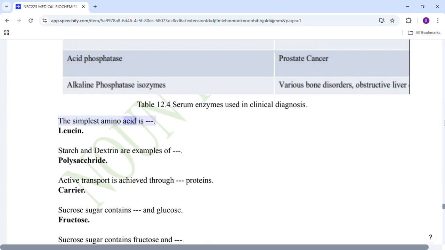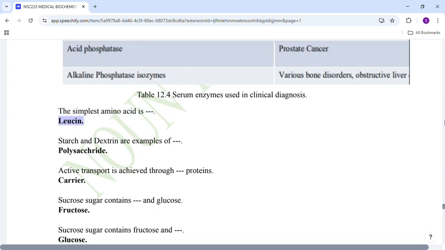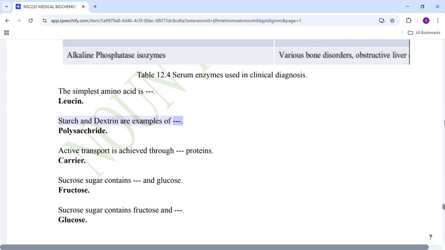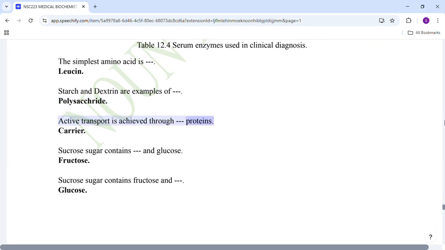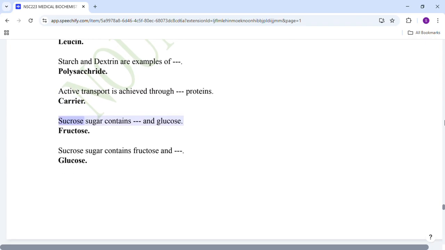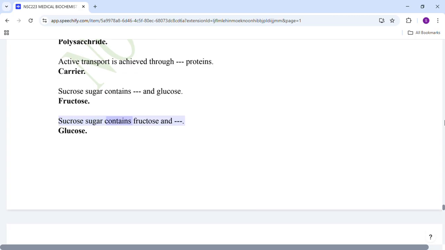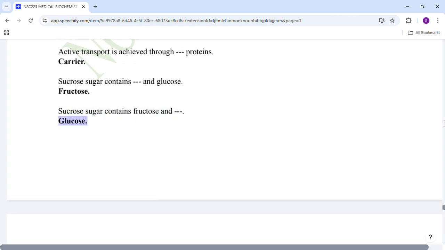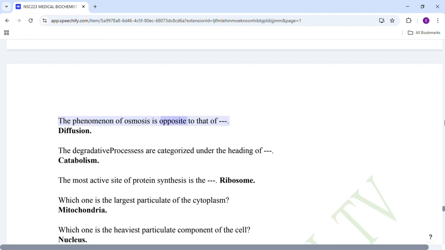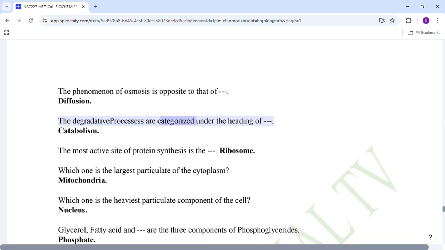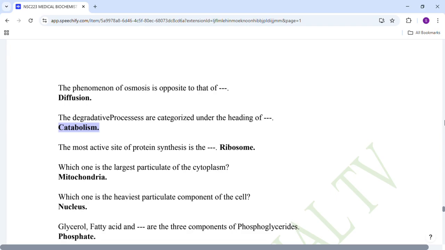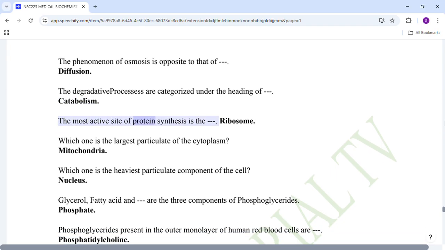The simplest amino acid is glycine. Starch and dextrin are examples of polysaccharide. Active transport is achieved through carrier proteins. Sucrose sugar contains fructose and glucose. The phenomenon of osmosis is opposite to that of diffusion. The degradative processes are categorized under the heading of catabolism. The most active site of protein synthesis is the ribosome.